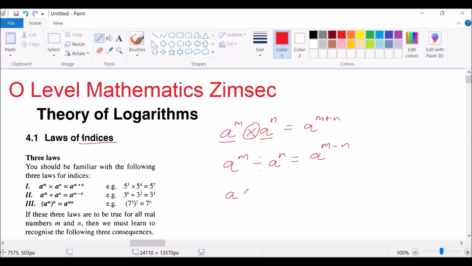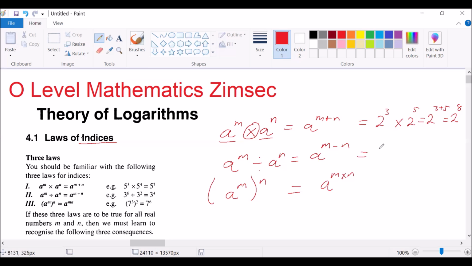And we must also be familiar with this law, which is the power to power law. A power raised to another power means we are multiplying the powers. Now, this is the multiplication law. For example, if we have 2^3 times 2^5, we'd say 2^(3+5), which is 2^8.